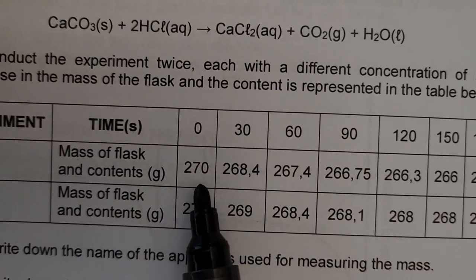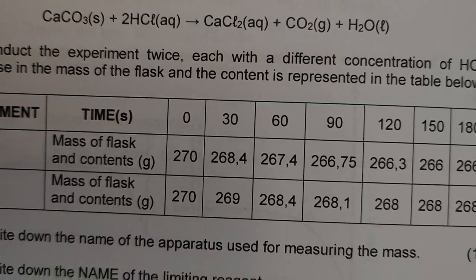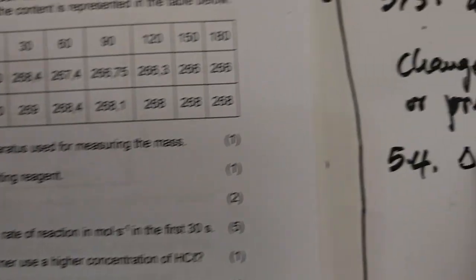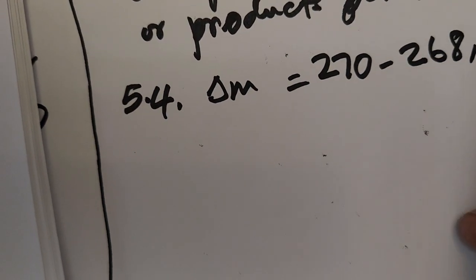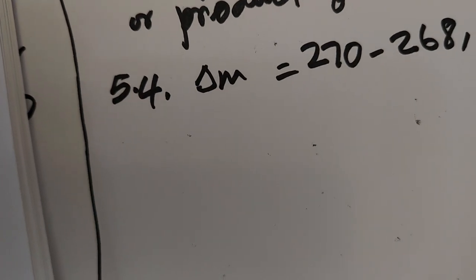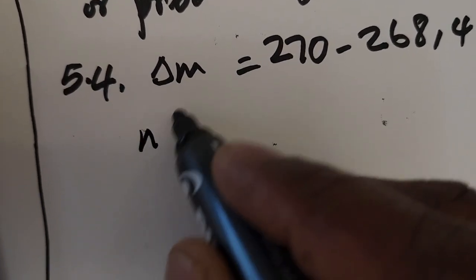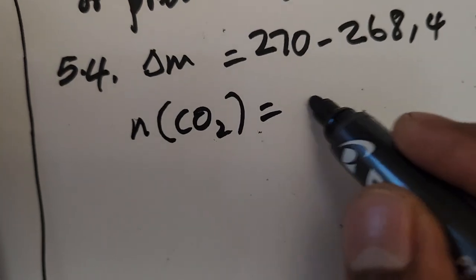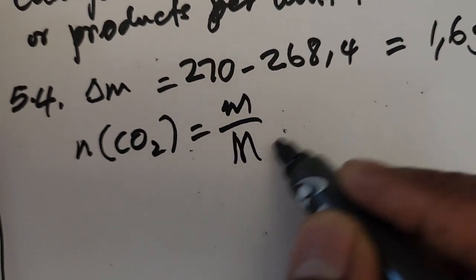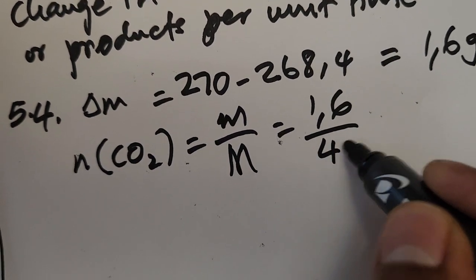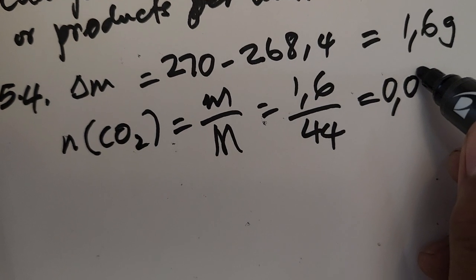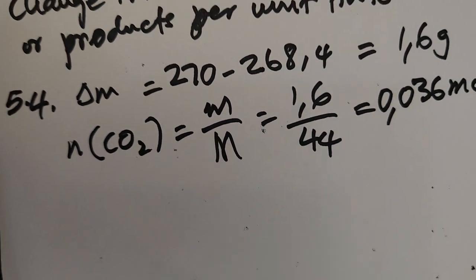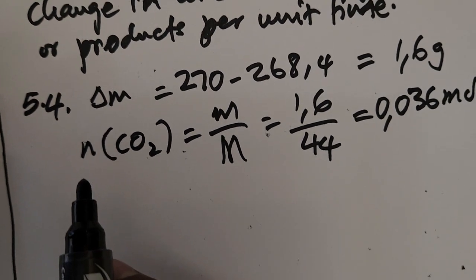Now for reaction 1, we move from 270 to 268.4. Therefore, we are going to calculate the change in mass. The change in mass gives us 270 minus 268.4, and the answer in this case is 1.6 grams. 1.6 grams, remember, is the mass of carbon dioxide. Therefore, the number of moles of carbon dioxide will be given mass over the molar mass, which is 1.6 divided by 44. Use your calculator, the answer will give us 0.036 mole.